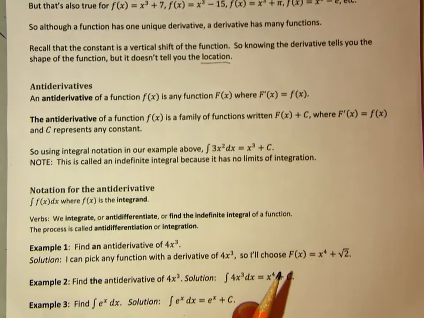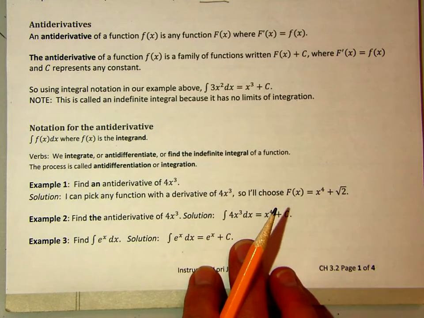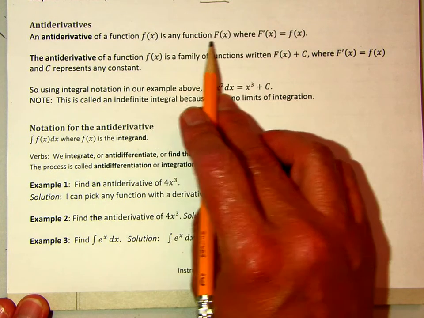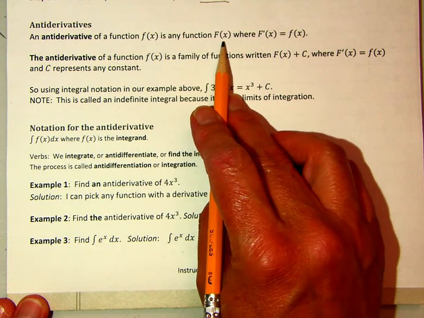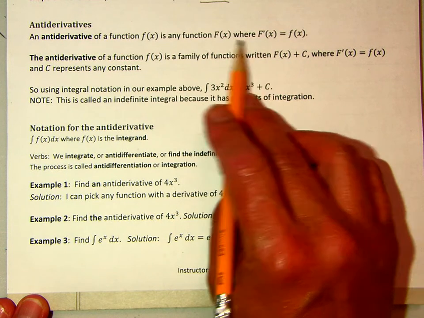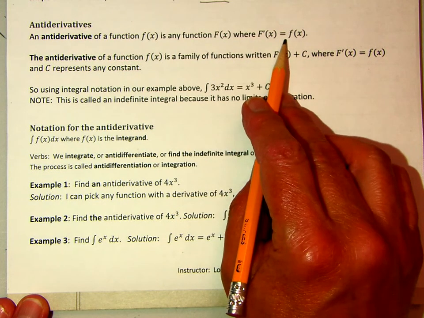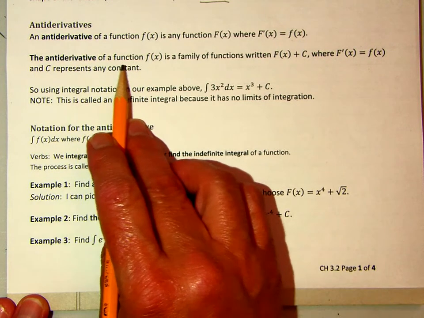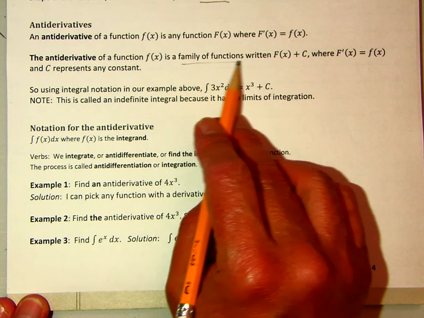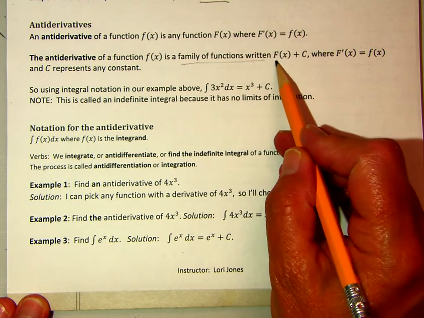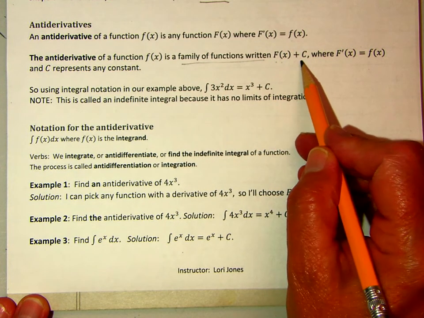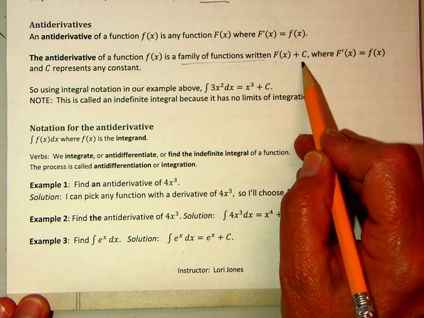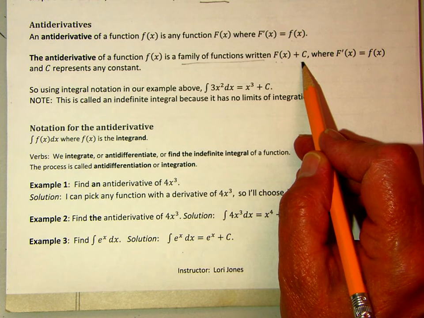Let's talk about antiderivatives. An antiderivative of a function f of x is any function capital F of x where the derivative of the capital F function is the little f function. The antiderivative of a function f of x is a family of functions. So we write it capital F of x plus c, where c is any constant. It's not just a constant, any constant.